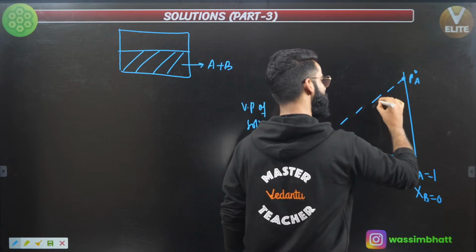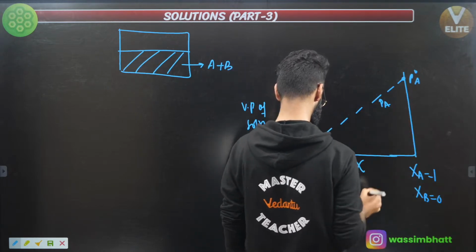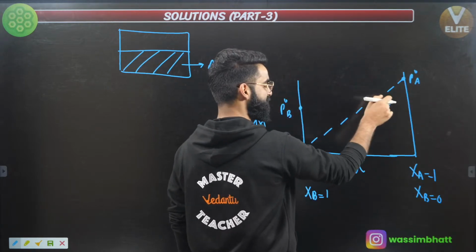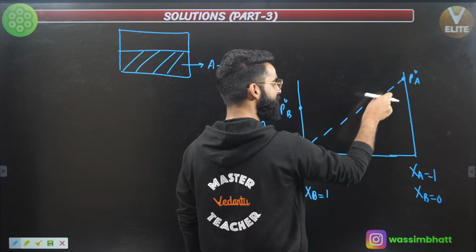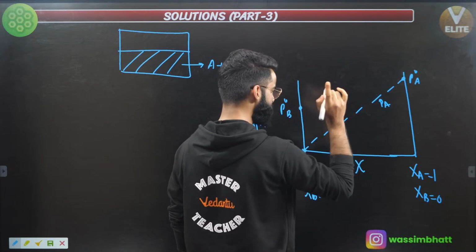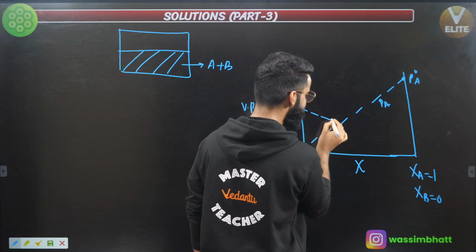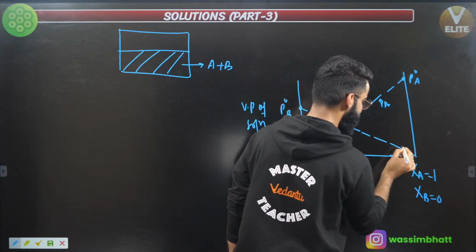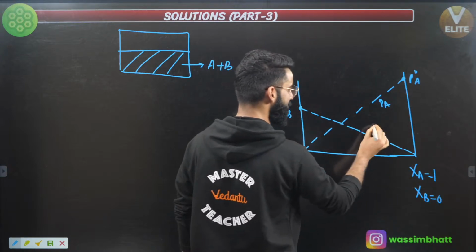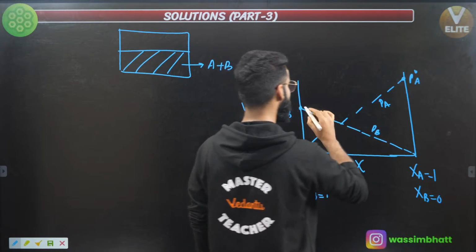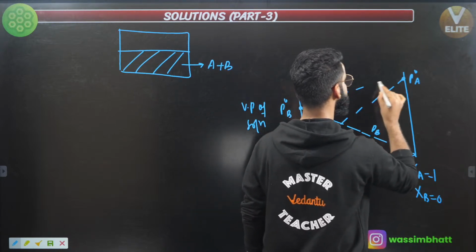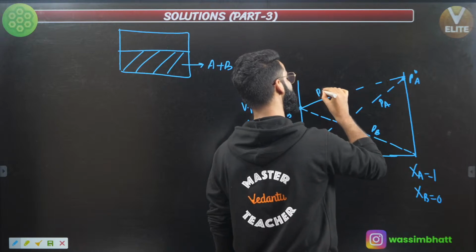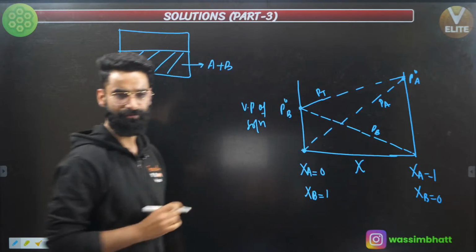Okay, then this curve represents PA, correct? This curve represents PA, which is the contribution of vapors of A towards the total vapor pressure of the solution, correct? If the resulting solution was ideal, then this line represents PB, and this line represents the total vapor pressure of the solution if the solution was ideal.